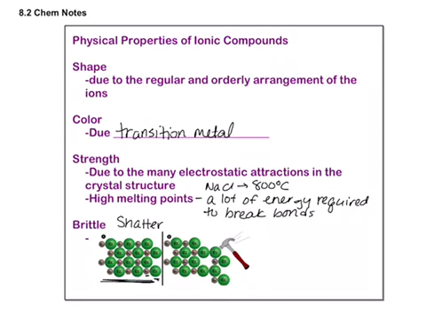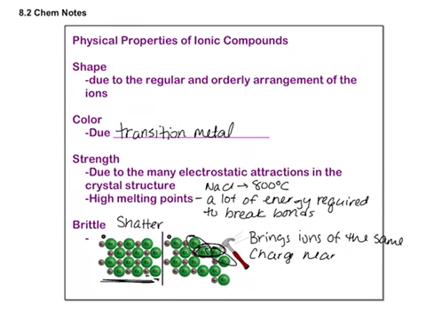But if something were to strike that ionic compound, notice how we now have the chlorine ions being next to each other, and like charges tend to want to repel. So now this repulsion force, we've got it here and here and here, is going to cause the substance to shatter. So this brings ions of the same charge near each other.